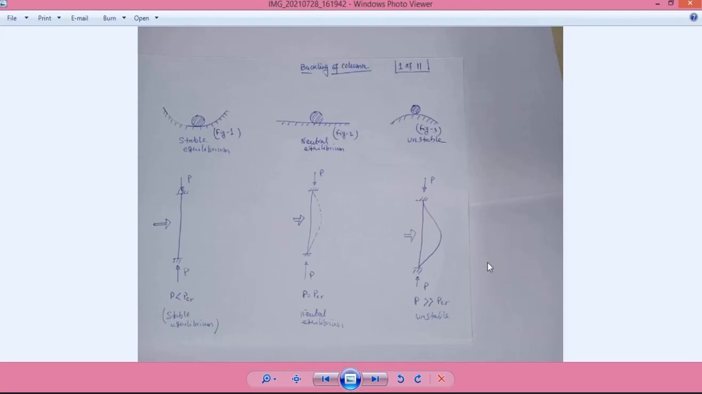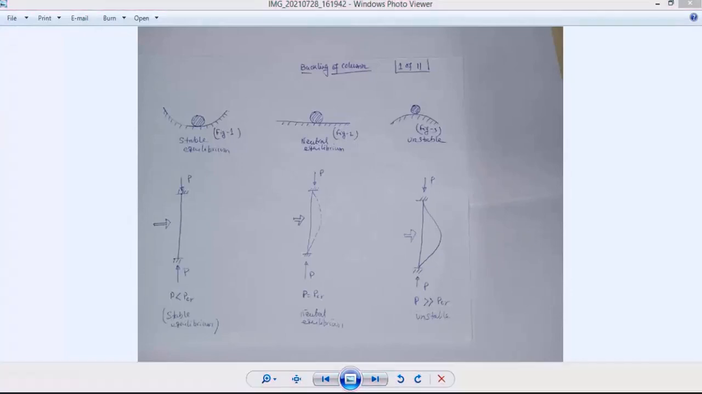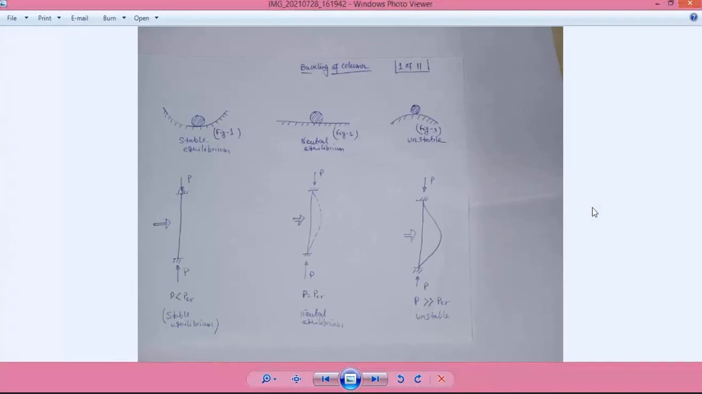In figure 1, if we give some disturbance on this ball, and if we remove the disturbance from this ball, the ball comes to its initial position after some time. This is called the stable equilibrium. Again, I repeat, if we give some disturbance on this ball, or if we put some horizontal force on this ball, and if we remove this, after some time the ball comes to its initial position. This is called stable equilibrium.